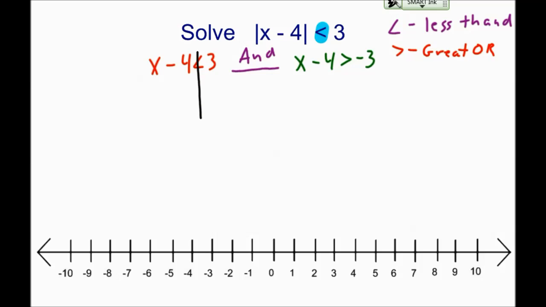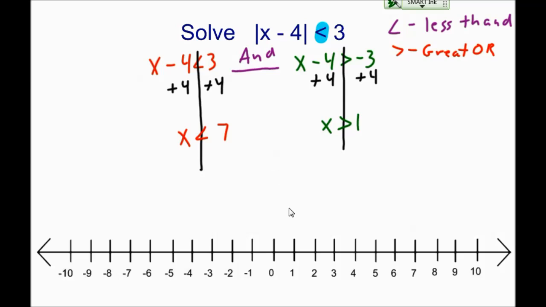Now I'm going to go ahead and solve each of these. So I draw my wonderful brick wall, and here I need to add 4 to both sides. This gives me x is less than 7, and this gives me x is greater than 1. So these are the two possibilities. They're the range for the x values that make this distance less than 3. Now I'm going to go ahead and graph it.